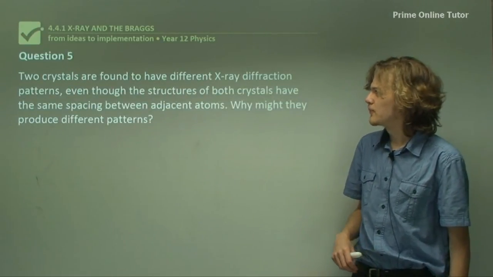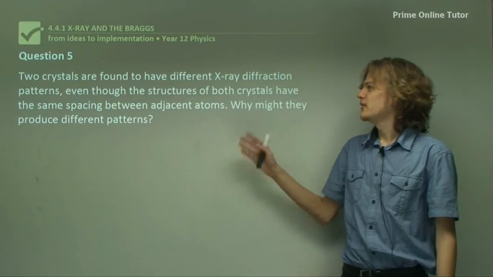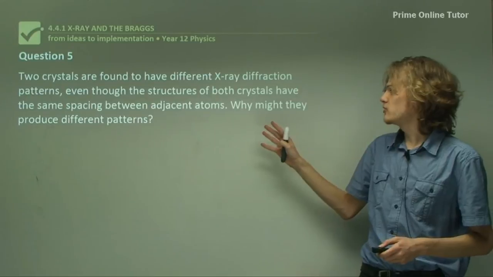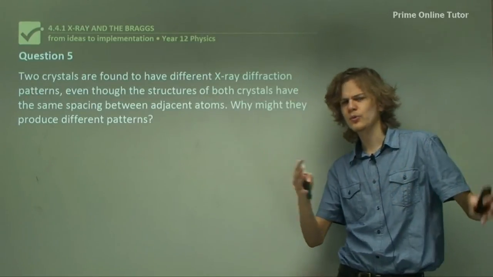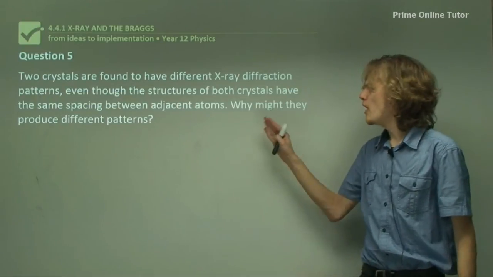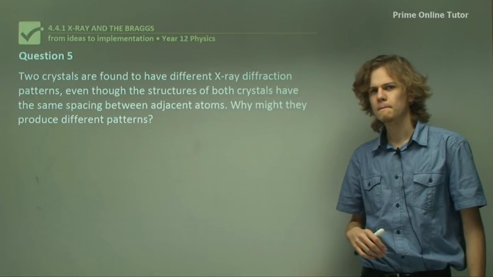Question 5. 2 crystals are found to have different X-ray diffraction patterns, even though the structures of both crystals have the same spacing between adjacent atoms. That seems a little suspicious, doesn't it? Why might they produce different patterns?